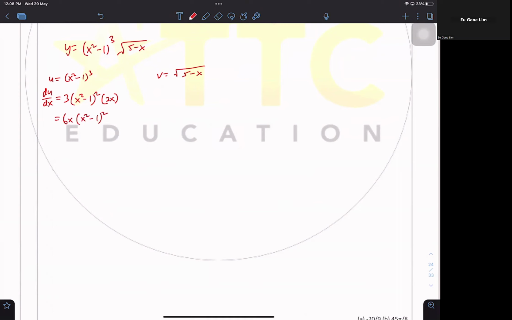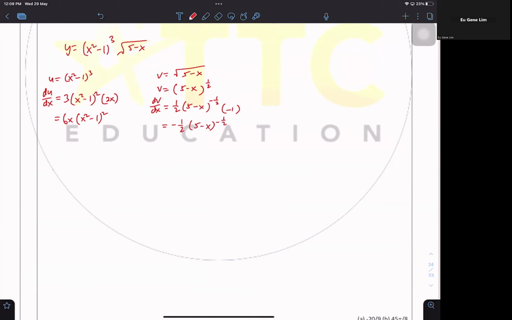Okay, the other side, v. Now v, first you change it into power 1 over 2. Square root means power 1 over 2, right? Then power times in front, dv dx, 1 over 2 times in front. 1 over 2 minus 1 is negative 1 over 2. And then you differentiate the inside, negative 1, very good. So negative 1 over 2, 5 minus x, power negative 1 over 2. Understand? This one no problem.